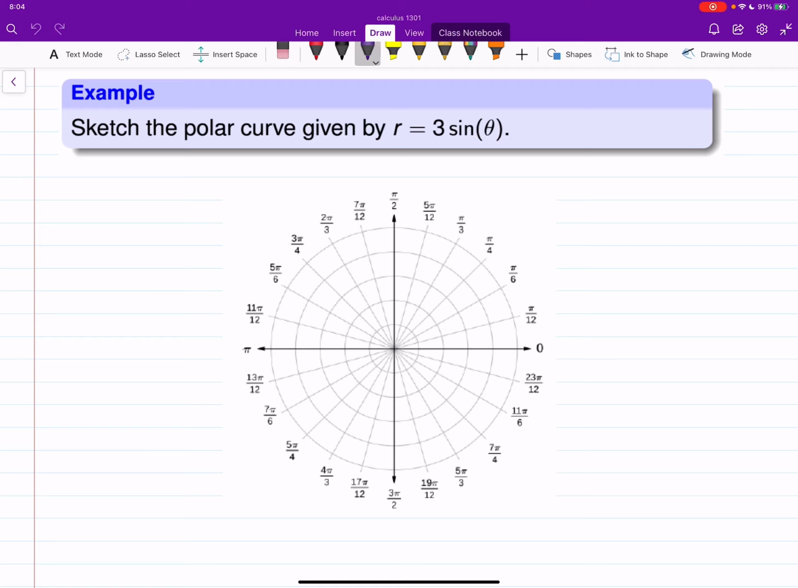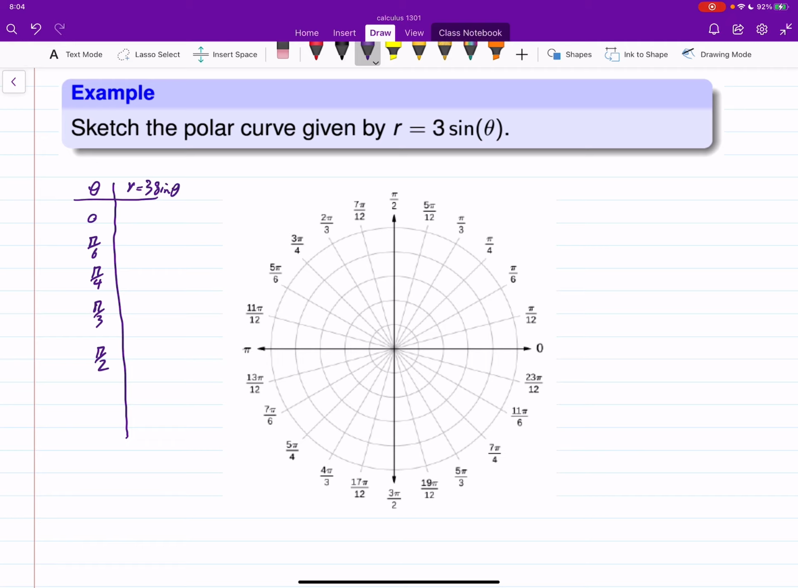Well, to start with we need to have some values, some points. So some values of theta: theta 0, pi over 6, pi over 4, pi over 3, pi over 2. Let's just go up to that point. r equals 3 sine theta.